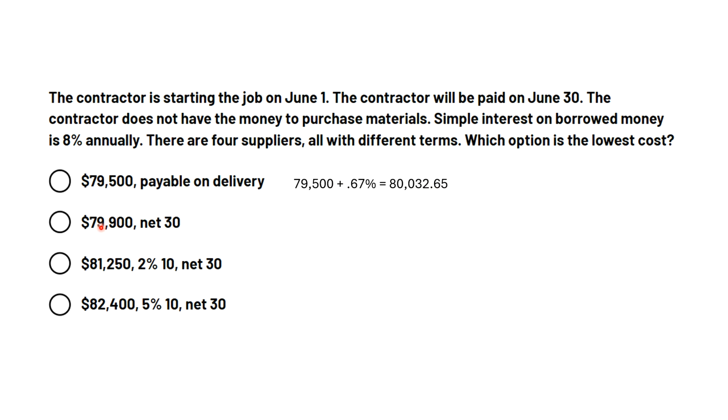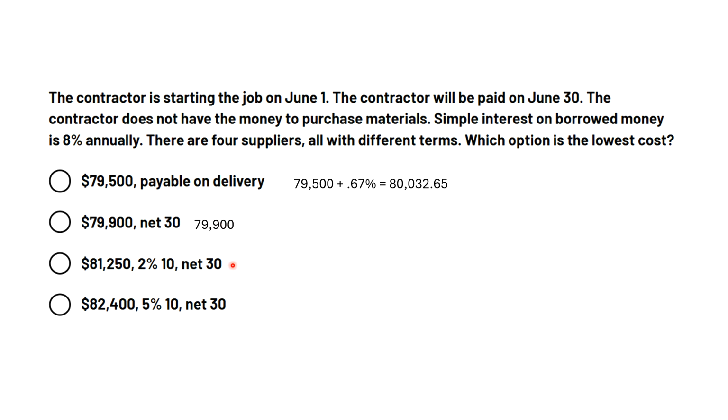All right, so let's go to the second one, 79.9 net 30. Well, net 30 means we don't have to pay for it for 30 days, so we don't have to borrow any money. Okay, and of course, we're assuming the best possible scenario. We don't have any issues, the job gets done when we say it's going to get done and so forth. So net 30, we don't have to borrow any money, so it's just going to be 79.9. There you go. Okay, so far, that's the cheapest one, 79.9.